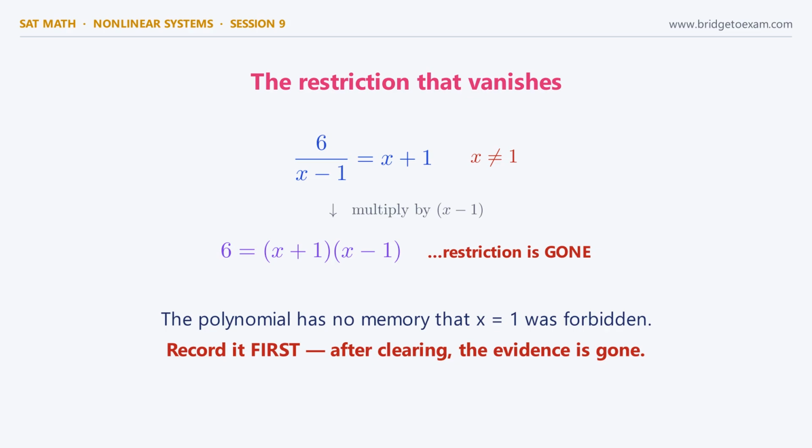Your first algebraic move will be to multiply both sides by x minus 1 to clear the fraction. And the moment you do that, the denominator vanishes from the page. The restriction becomes invisible. The polynomial you're left with is perfectly happy at x equals 1. It has no memory that x equals 1 was ever forbidden. That's why you record the restriction first, because after clearing, the evidence is gone.